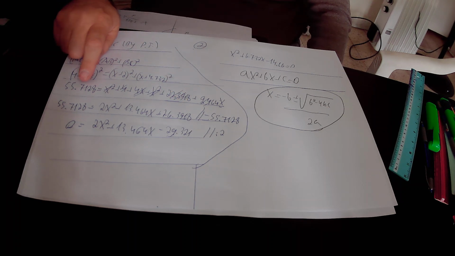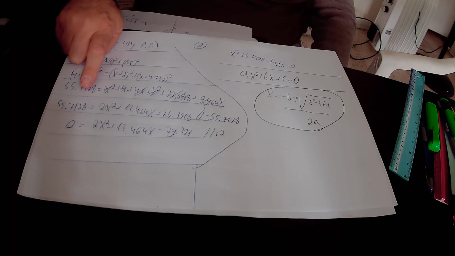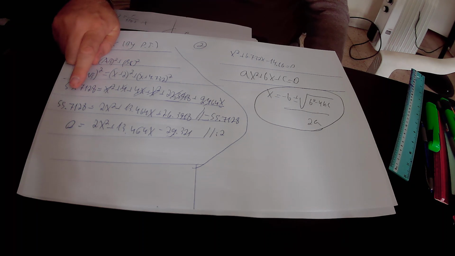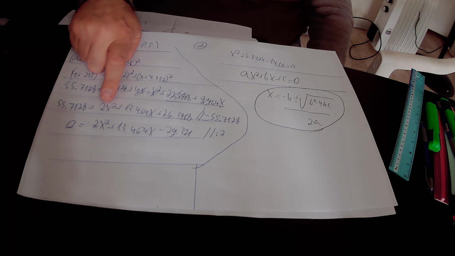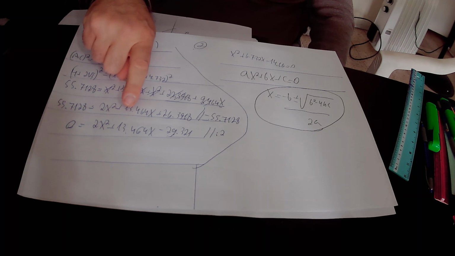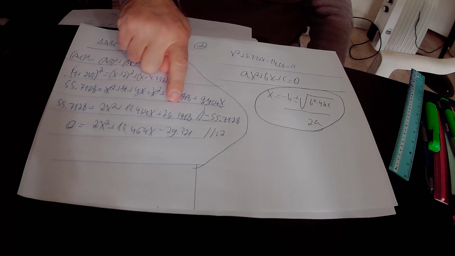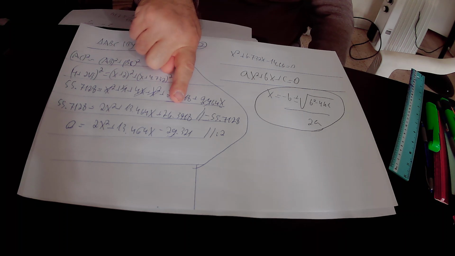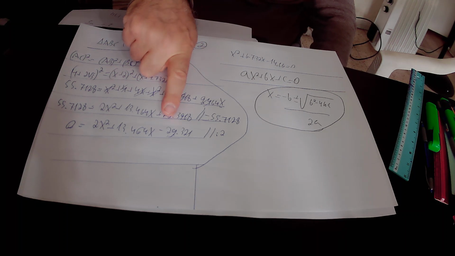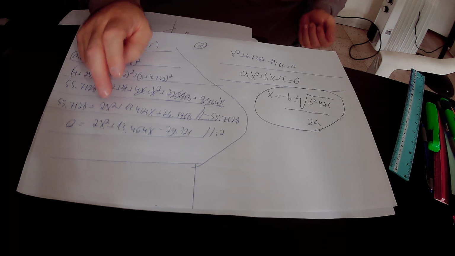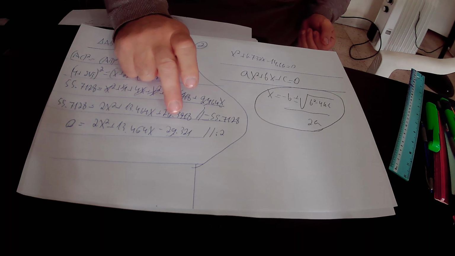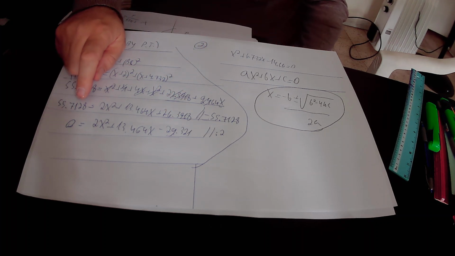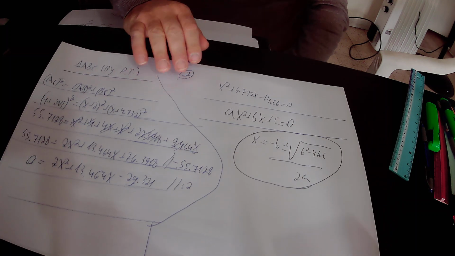Here we subtracted 55.7128 from this equation, and finally found that on this side of the equation we are left with 0. On the other side of the equation we have 2x squared plus 13.464x, and here 26.3918 minus 55.7128 equals minus 29.321. So in conclusion, 0 equals 2x squared plus 13.464x minus 29.321.